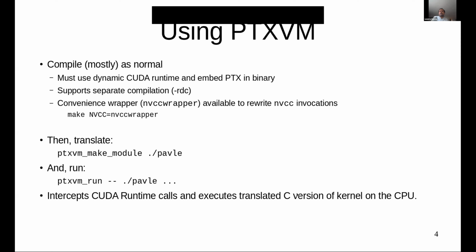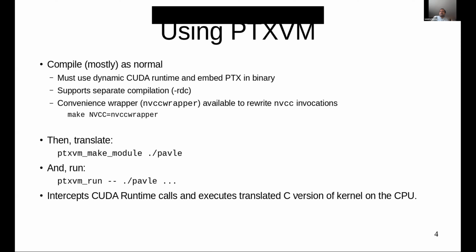Once you have a binary, you will call the translator, which is called PTXVM make module, on the binary. And this translator will extract the PTX files from the binary, no source code required, and it will compile all of them after translating them into a shared object file.